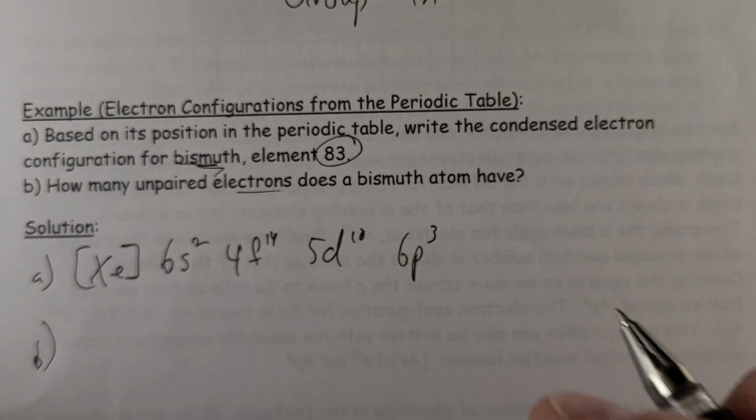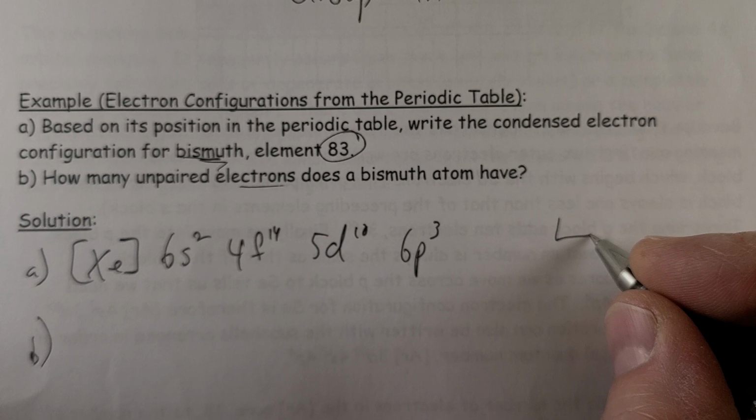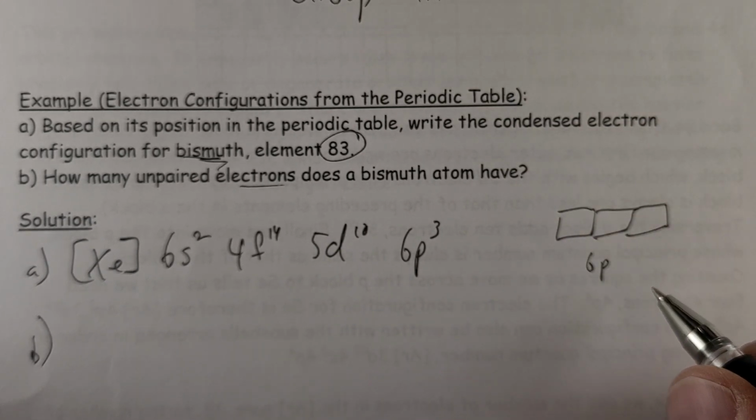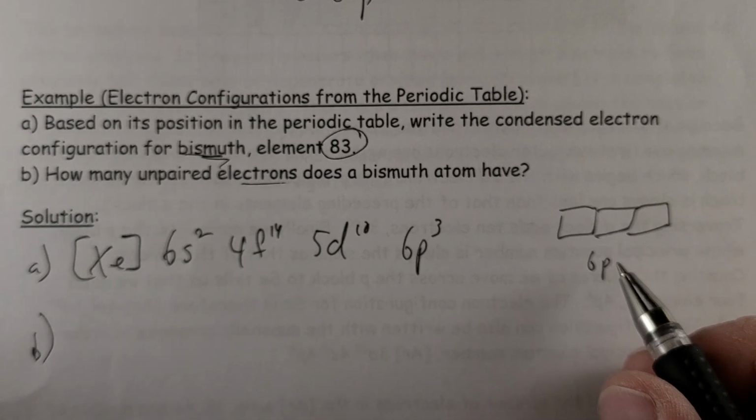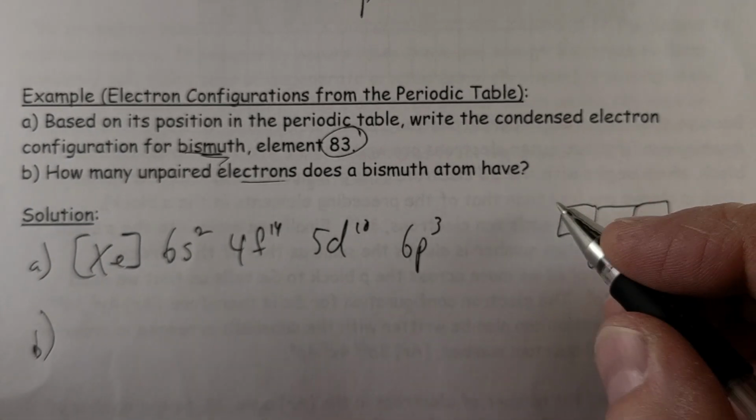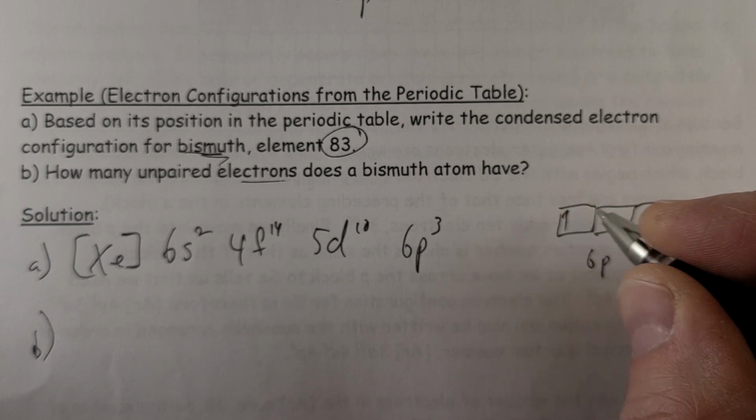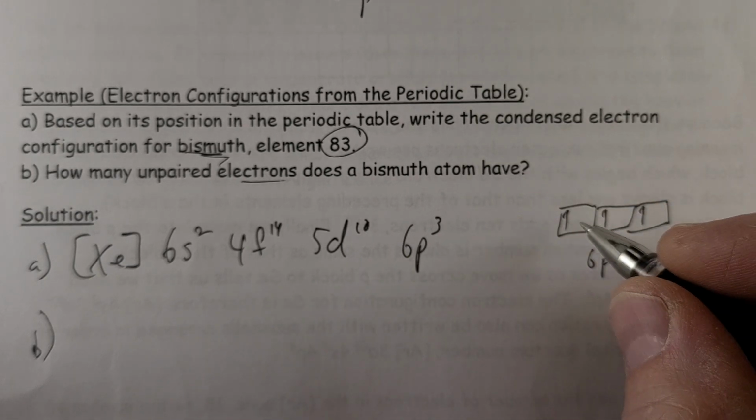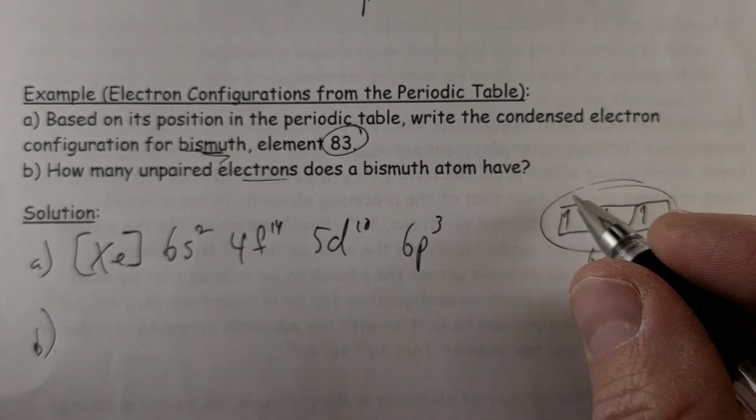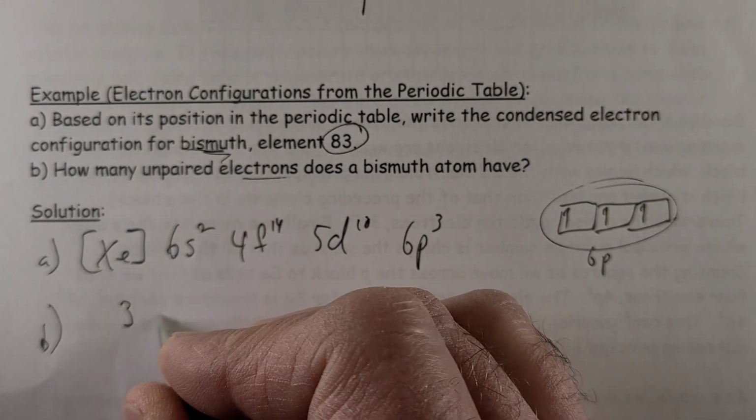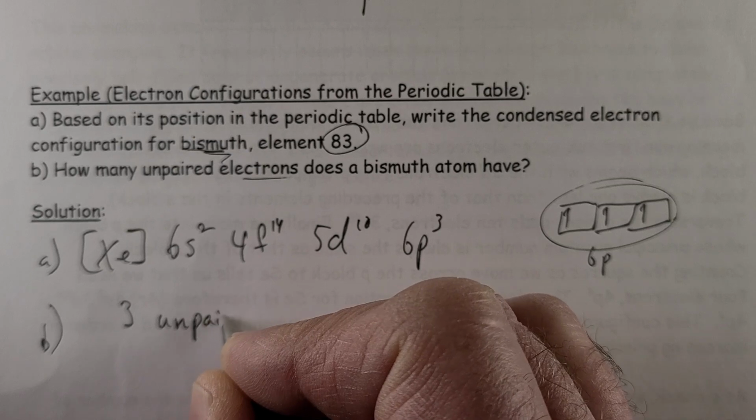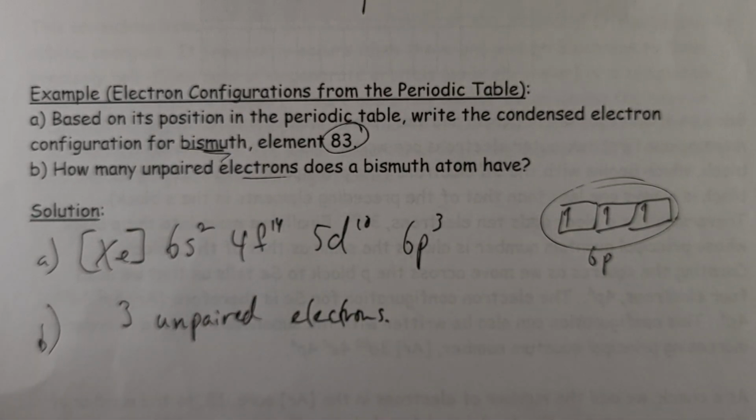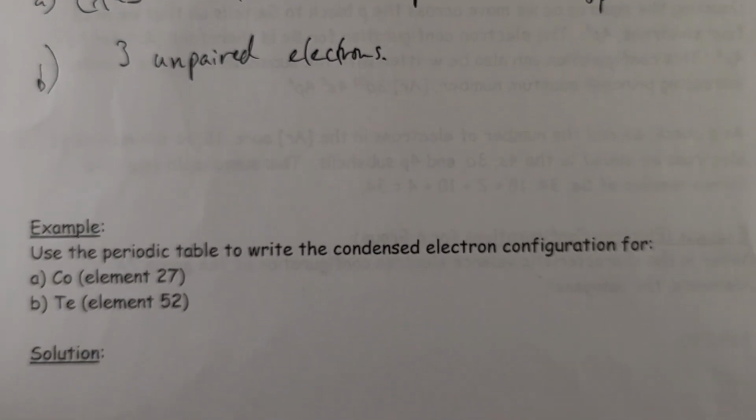Well, we know that it ends in the p region, right? So let's say this is our 6p orbital representation. I have 3 electrons. So remember, we put 1 in each degenerate orbital first, then double up. So if I have 3, 1, 2, 3, well, guess what? I have 3 unpaired electrons. There we go. Hey, so that's not too bad.